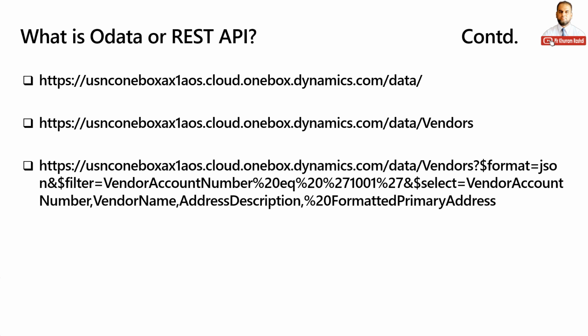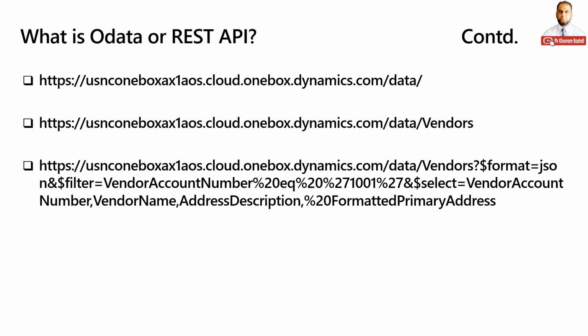And synchronous means it is a real-time interaction between DMF and another external system, so it is called a synchronous interaction. So the OData way of accessing DMF is called a synchronous interaction. The first URL explains the various entities and how they are exposed through OData. We will see it in the browser. And the second one is specifically showing only the vendors entity.